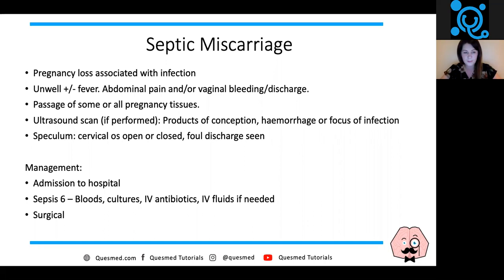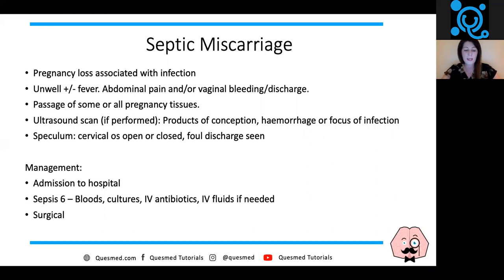Patients with a septic miscarriage do require admission to hospital and should be managed with the sepsis 6 protocol, including intravenous antibiotics. These patients are not suitable for expectant management or medical management, and instead quite often require theatre for removal of the infected products of conception left behind.